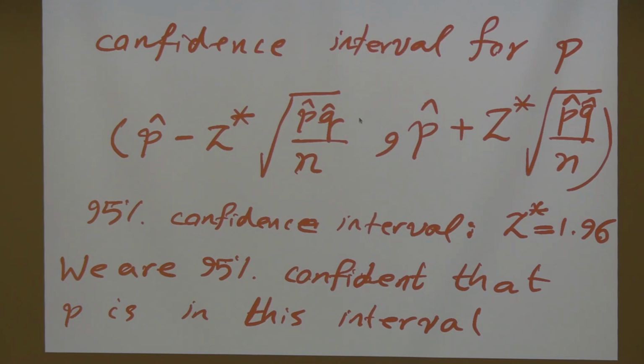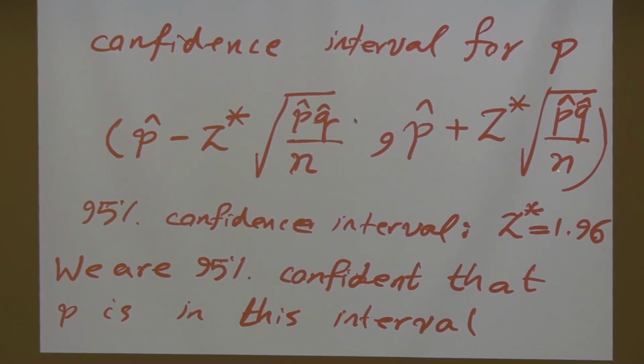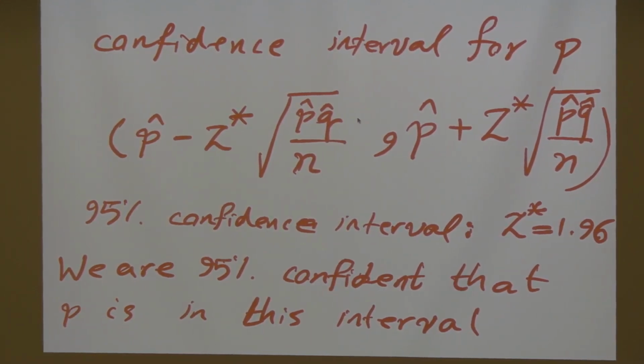So if you have a sample, this is dependent on the sample that you have, and this is dependent on the sample that you have. So this confidence interval that you calculate is different from sample to sample. The confidence interval itself is random. There is randomness in that. When you change your sample, the confidence interval is going to change.